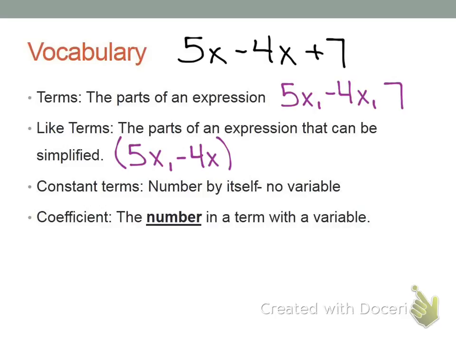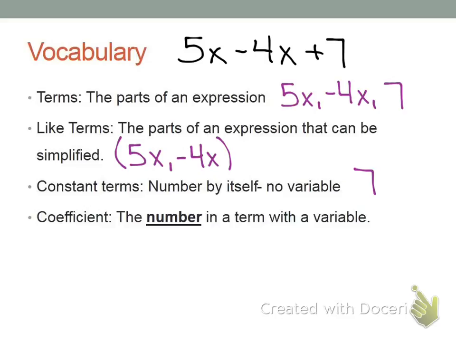All right, what about constants? So a constant term is a number by itself. It has no variable. Do I see a constant here in that expression? 7. And I call it a constant because 7 has a value. Will it ever be anything but 7? No, it's just 7. There is nothing that can affect its value. So numbers by themselves are what we call constants because their value never changes. 5 is 5 no matter which way I look at it, right?